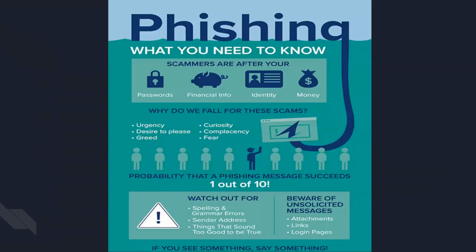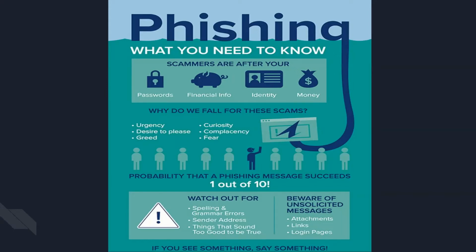So here's just a brief summary of what you need to know. Let's start off with what scammers are after. They're usually after your passwords, your financial information, your identity, and your money. And we usually fall for these scams because there's a sense of urgency. They're asking you to do something right now, so you're not really thinking very straight. And then we have a desire to please. So when we get that email, we want to complete the task that was given in the email.